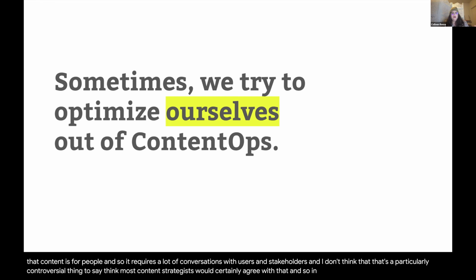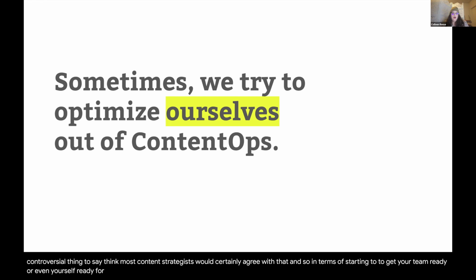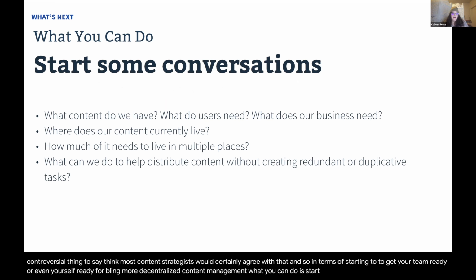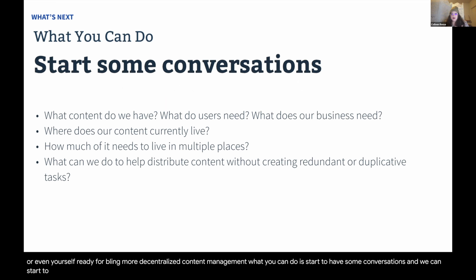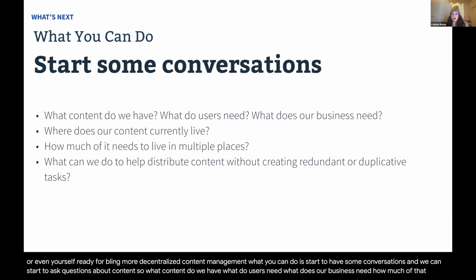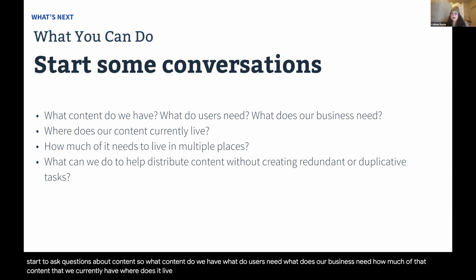And so in terms of starting to get your team ready, or even yourself ready, for enabling more decentralized content management, what you can do is start to have some conversations. And we can start to ask questions about content. So what content do we have? What do users need? What does our business need? How much of that content do we currently have? Where does it live? Where does it need to go? And how can we help distribute content at a greater scale without creating redundancies or duplicative tasks?